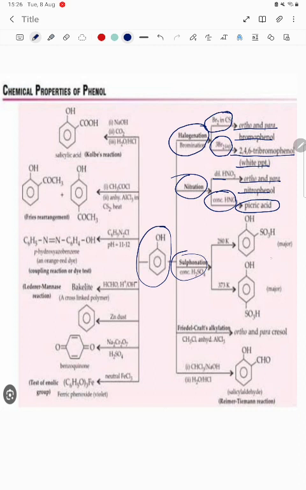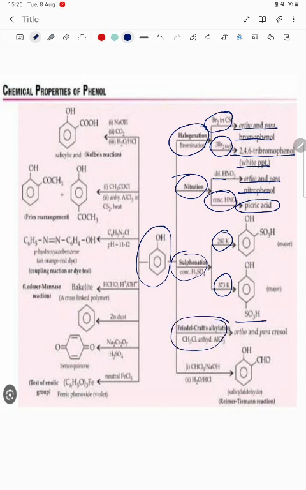Sulfonation. At 373 Kelvin, it is going to give para hydroxy benzene sulfonic acid, but at lower temperature, it is going to give ortho hydroxy benzene sulfonic acid.